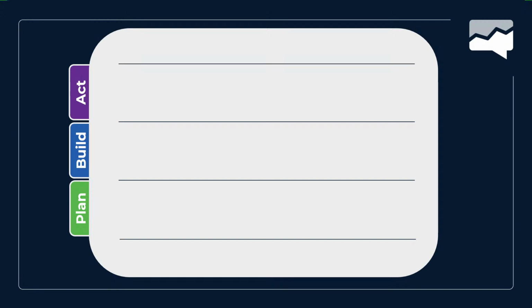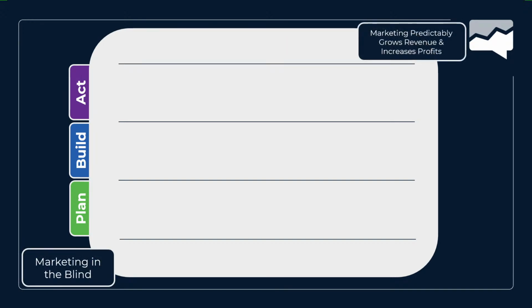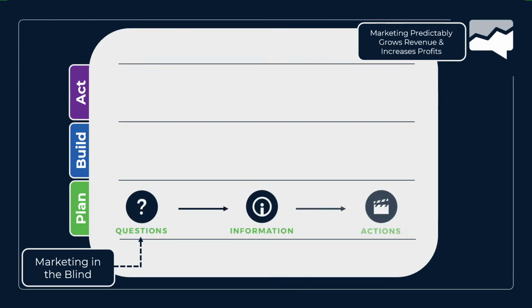3 simple steps. We all start off marketing in the blind. We're trying to get to a point where our systems, our marketing, is producing revenue. It's predictable profits, right? That's what we're trying to get to. Now, how do we do that? First, you plan: you get the right questions, you get the information to get those answers, and then you think about what actions you're going to take based upon the answers you get. That's your measurement plan.